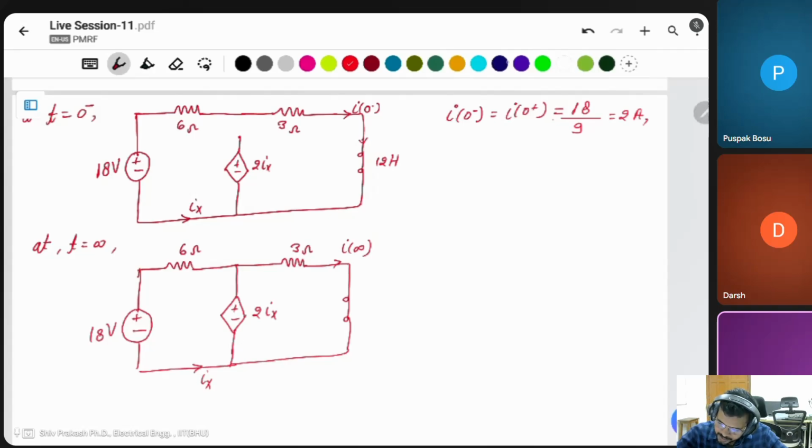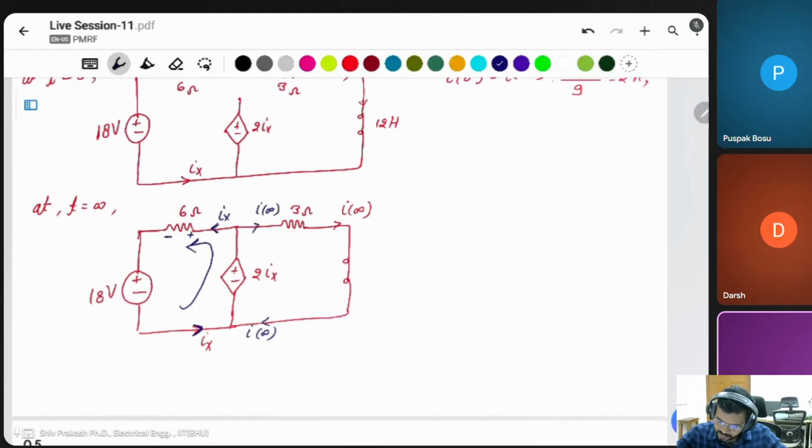This current is Ix, then the same current is leaving from here, Ix also. This current is I infinity, and the same entering current is I infinity. Both currents are passing, but there is a voltage source. In this direction the current of this one is plus and minus. You can apply KVL at loop 1.